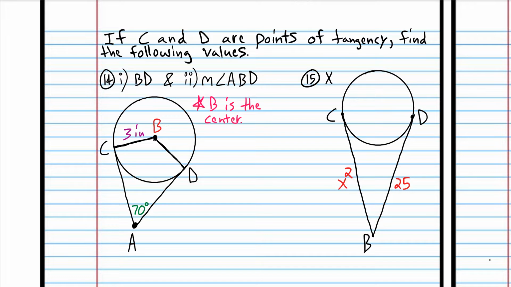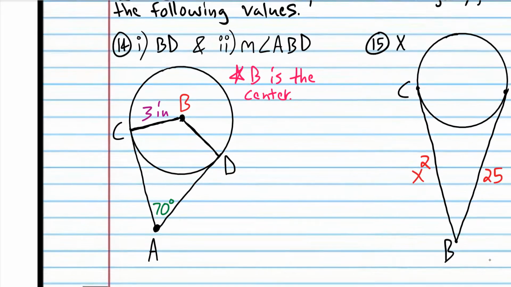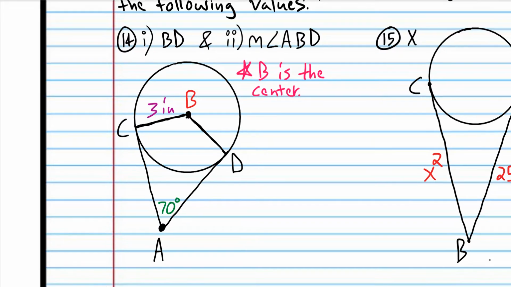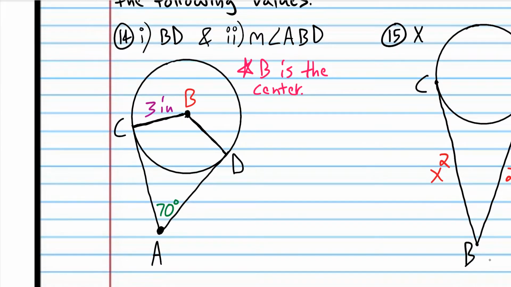So remember, we learned that theorem that tells us that if a segment or a line is tangent to the circle, and you draw the radius out to that point of tangency, the radius and the segment must be perpendicular. So we know that this angle here is 90 degrees, and we know this angle is 90 degrees.